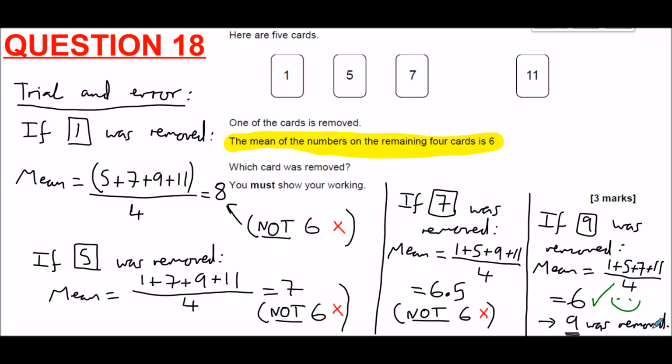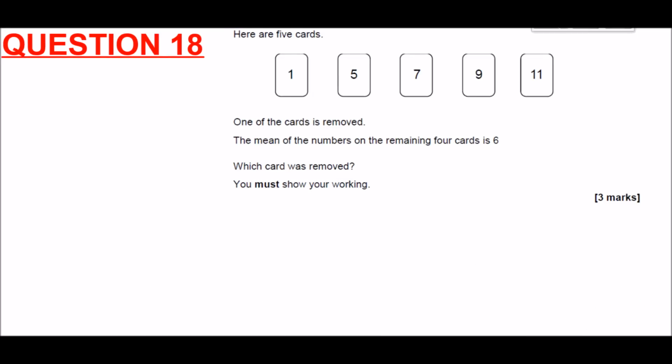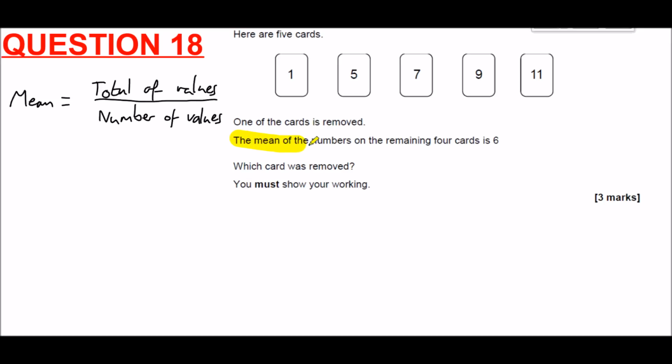I'm now going to explain a different method. So same question yet again, on a clean page. Just remember what the mean is. The mean is the total of values divided by the number of values. If we take this formula and put into it what we know, we're told that the mean has to be 6. So 6, which is what the mean must be, is the total of all values, let's call the total t for total, divided by the number of values we've got.